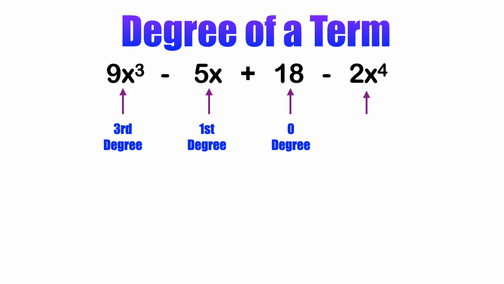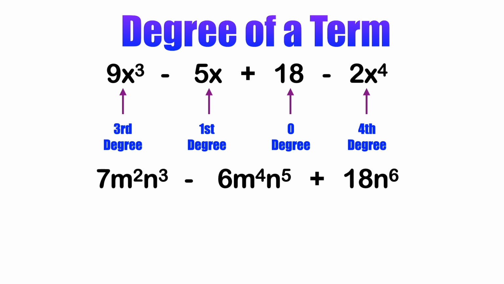And this one, the last term or the fourth term is in the fourth degree. So, yan yung degree of each term of the polynomial. Bawat term may degree. Another example, ayan, merong mga magkadikit na dalawang variables. 7m squared n cubed minus 6m to the fourth power n to the fifth power plus 18n to the sixth power. Let us identify the degree of the first term.